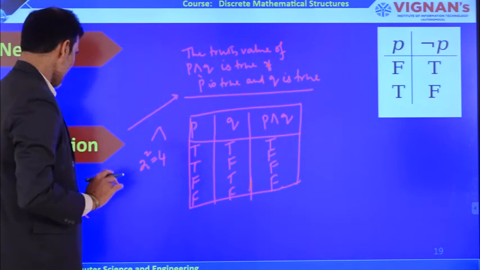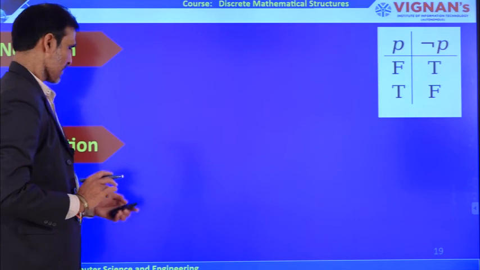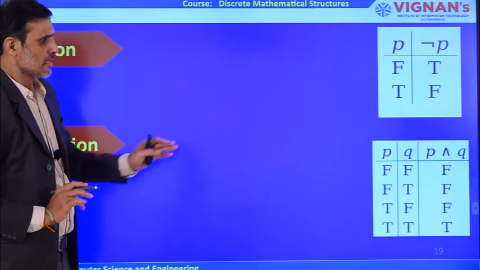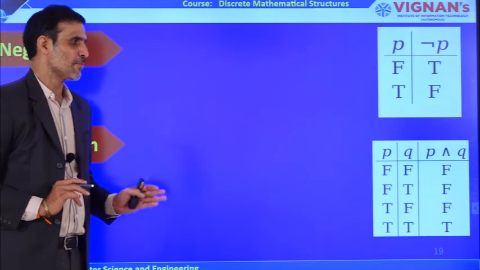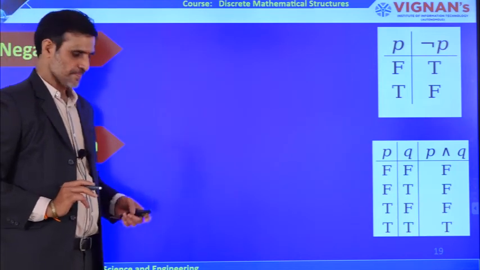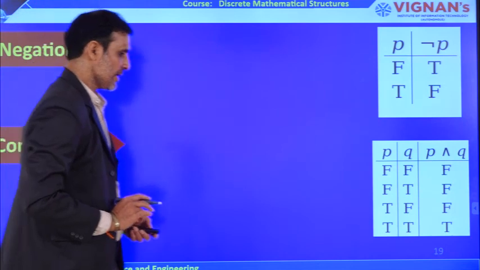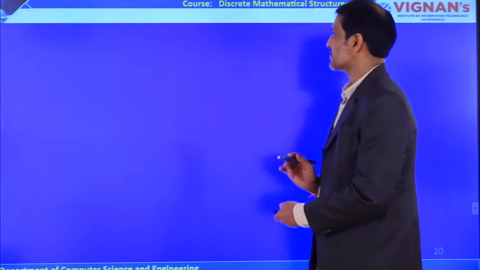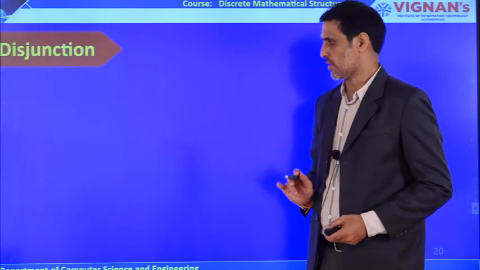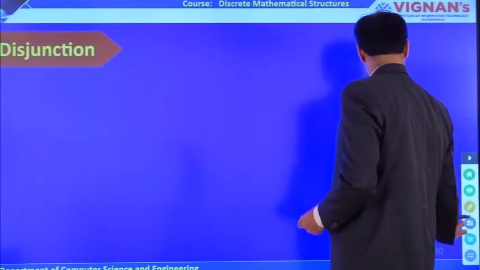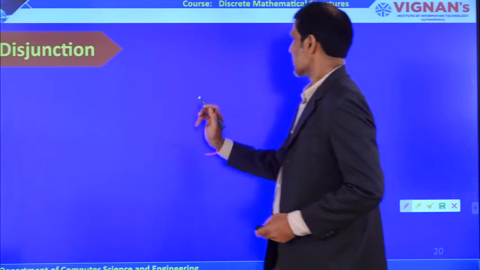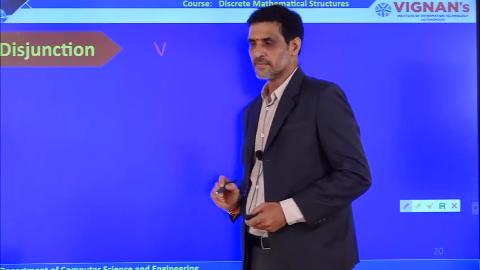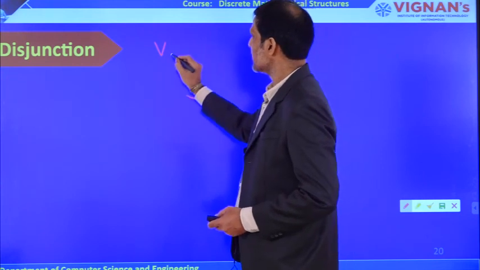So let us look at the table. This is the table I just told you about. This is how we can represent the truth table for conjunction. The next one is disjunction. So what is disjunction, and how do we represent it? Disjunction is represented by OR.